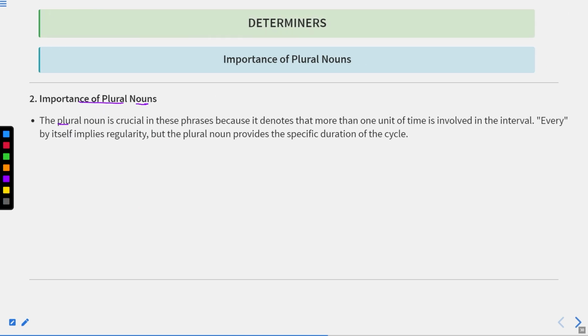Importance of plural nouns. The plural noun is crucial in these phrases because it denotes that more than one unit of time is involved in the interval. Every by itself implies regularity, but the plural noun provides the specific duration of this cycle.